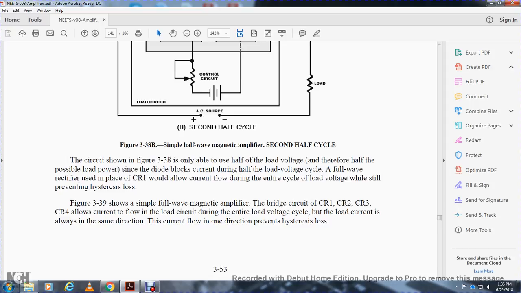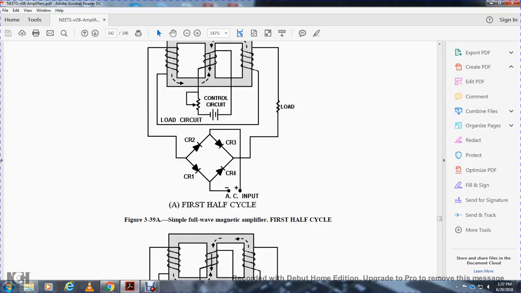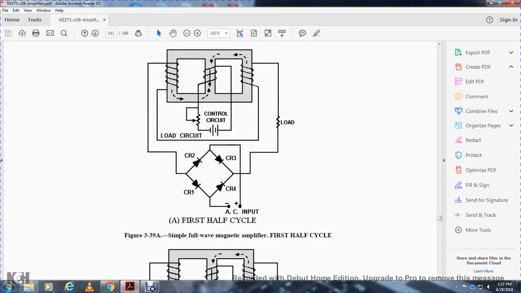The bridge circuit of control rectifiers 1, 2, 3, and 4 allows the current to flow with the load circuit during the entire load voltage cycle. The load current is always in the same direction. Current flow in one direction prevents hysteresis loss. View A shows the first half cycle of load voltage, with current flowing through control rectifier 1, the load, the coils, and control rectifier 3. View B shows the second half cycle, with the load current through rectifier 2, the load coils, and rectifier 4. Figure 3-39 shows the simple full-wave magnetic amplifier, first half cycle.